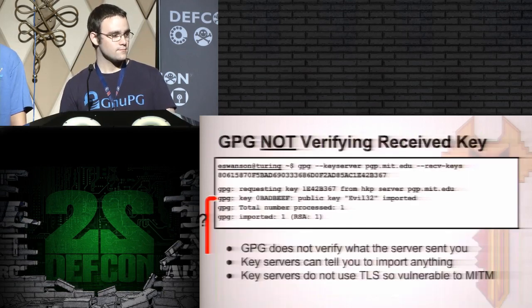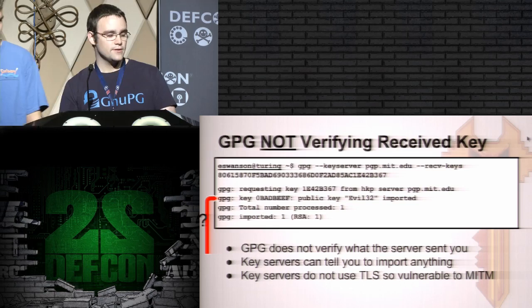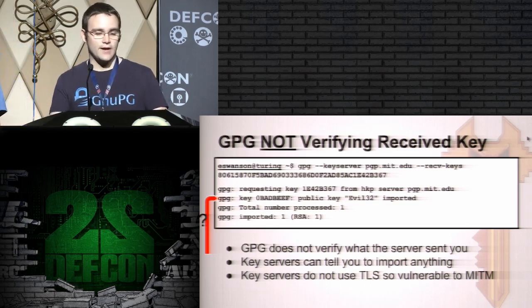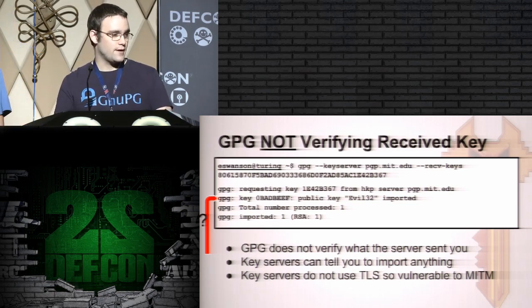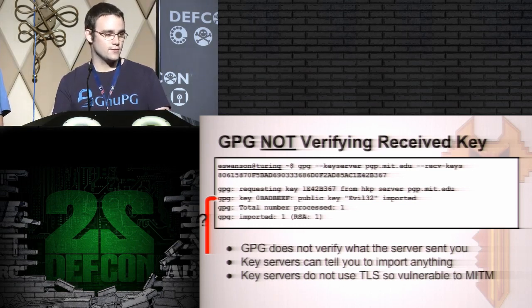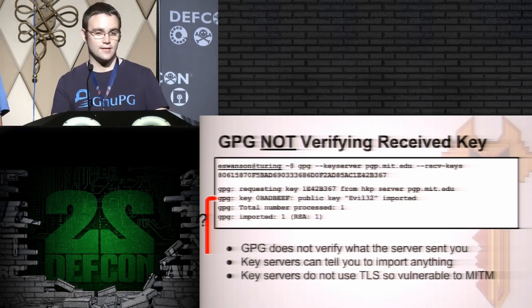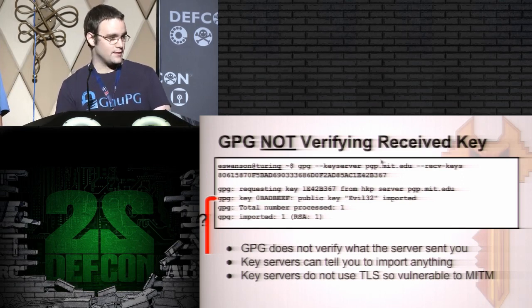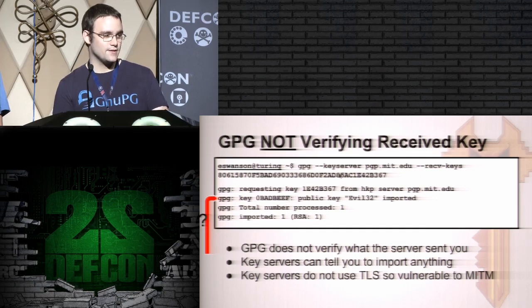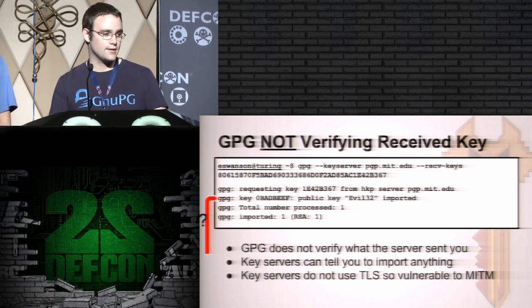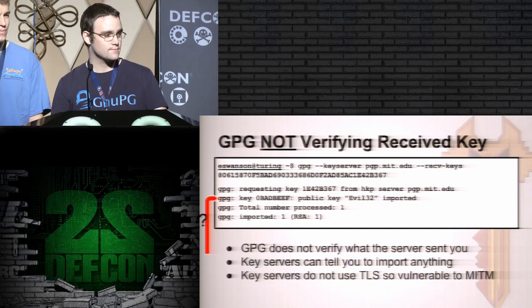Everything looks normal. And slightly more worryingly, GPG doesn't even verify that the received key matches the one you asked for. So if you ask for the full fingerprint, but there's, for example, a man-in-the-middle break, in this case we have a server impersonating pgp.mit.edu, which returns back the 0xBADBEEF key. Clearly, that doesn't match the fingerprint we asked for, but again, GPG gives no warning, and this key is in your key ring. Since GPG doesn't verify anything, the key servers can tell you to import anything they want, and since the key servers don't use transport-level security or anything else like that, they're vulnerable to man-in-the-middle attacks.